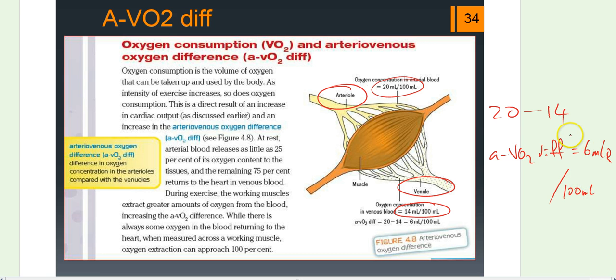The greater the difference, we can say the harder you are working, because it means that we are using more oxygen in our muscles, and that oxygen is used for aerobic energy production. So the greater the amount of aerobic energy production, the harder you are working.